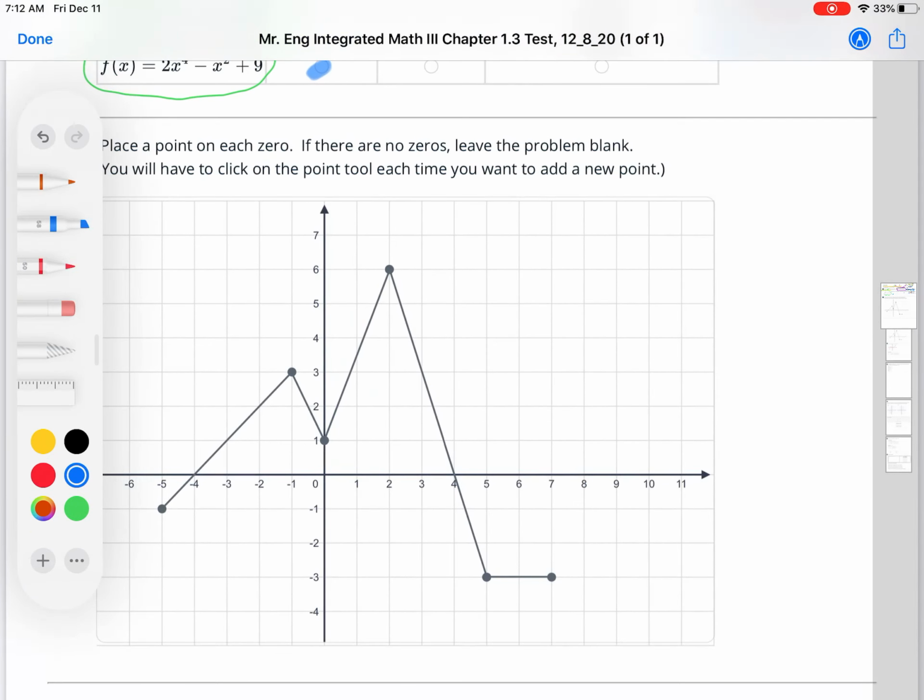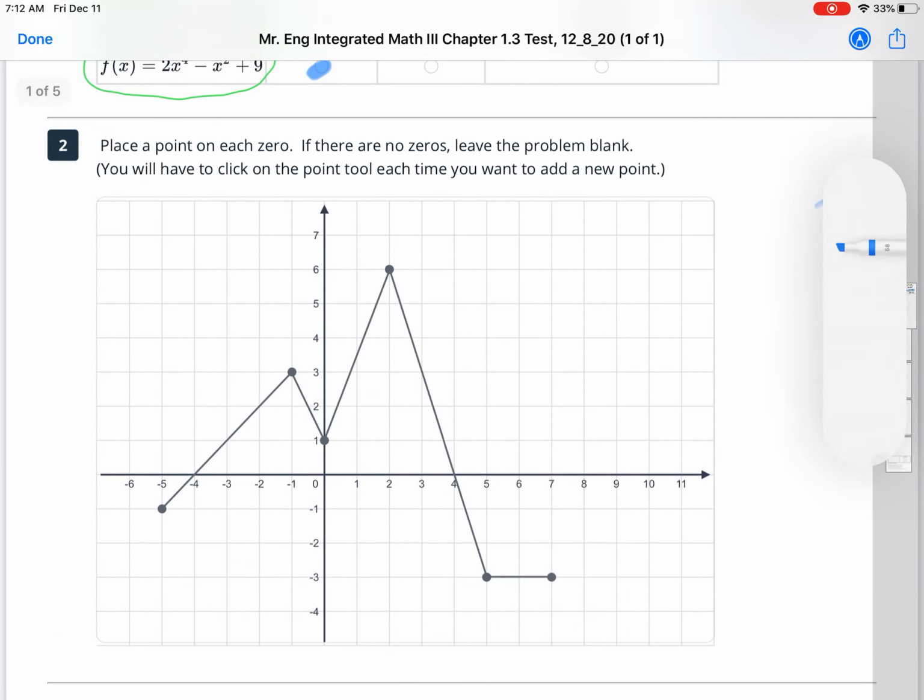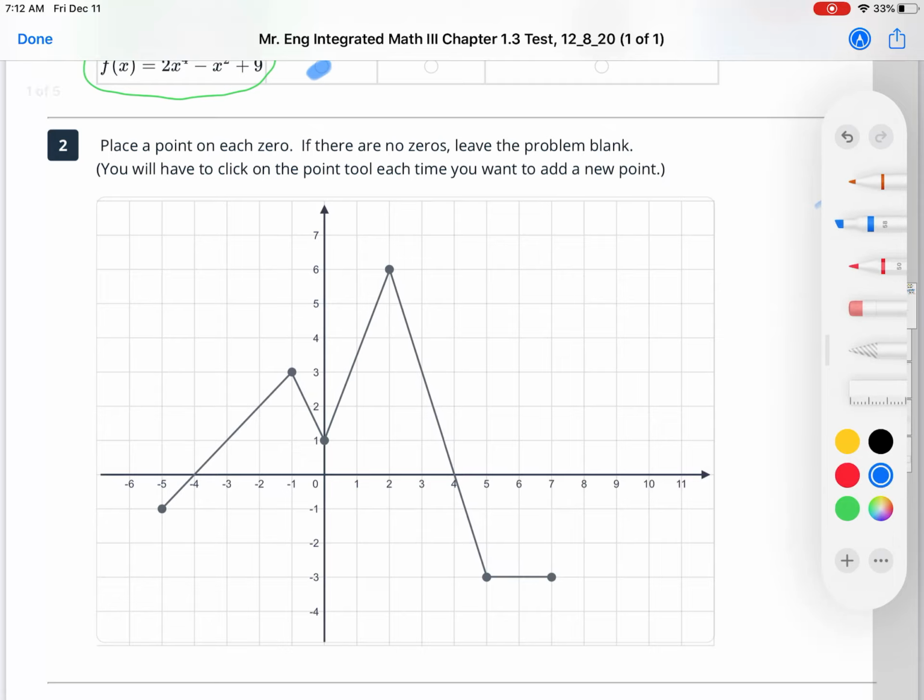All right, let's try this next one. Number 2, place a point on each 0.